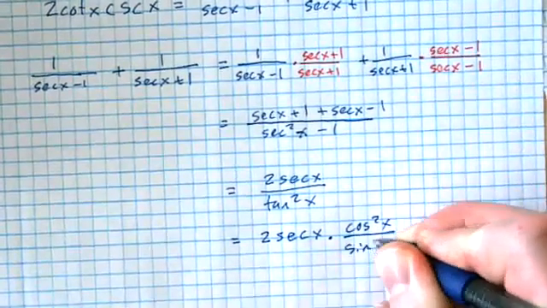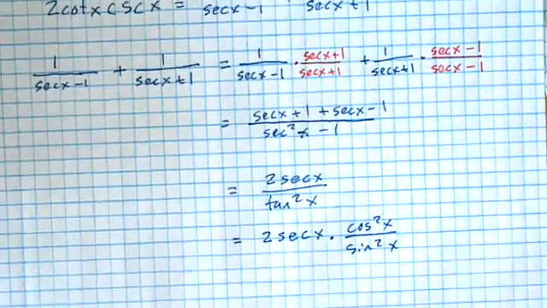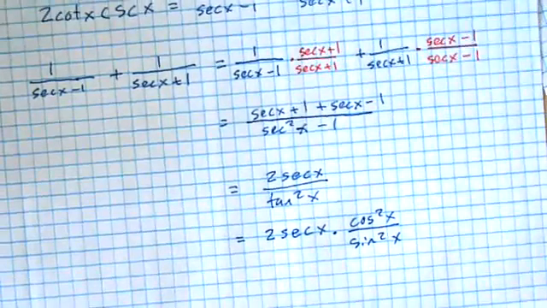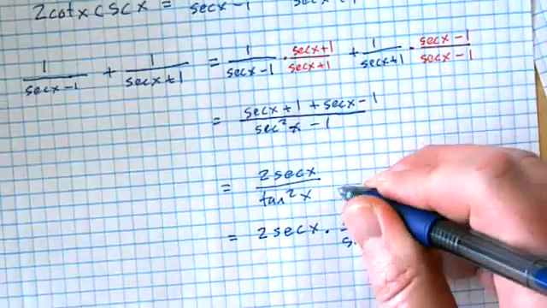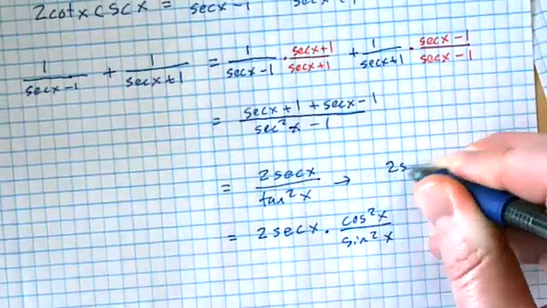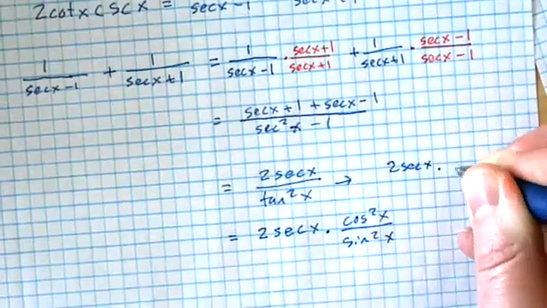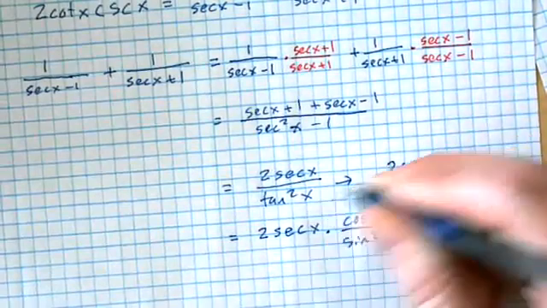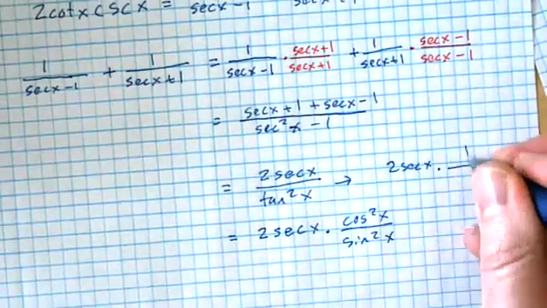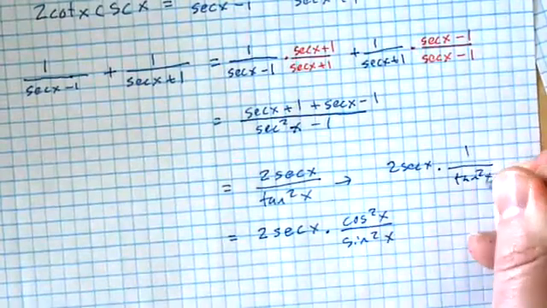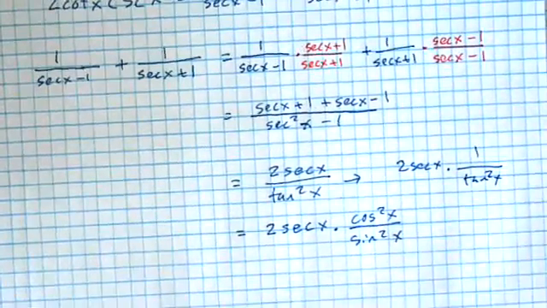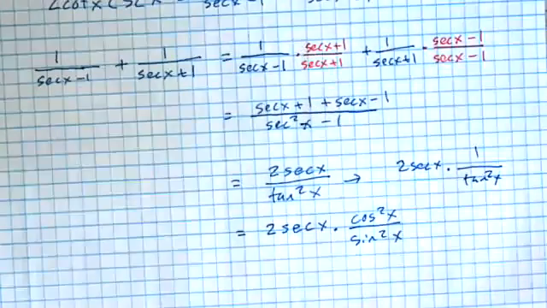Now if you're not sure about that step, we could break that down into 2 secant x times tangent. Well, it would be 1 over tangent squared x, which is cotangent, which is this. So this is a little iffy going from here to here. If you guys are okay with it, I'm okay with it. Did you have a question?